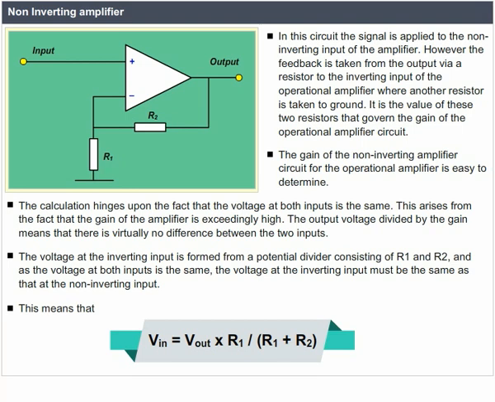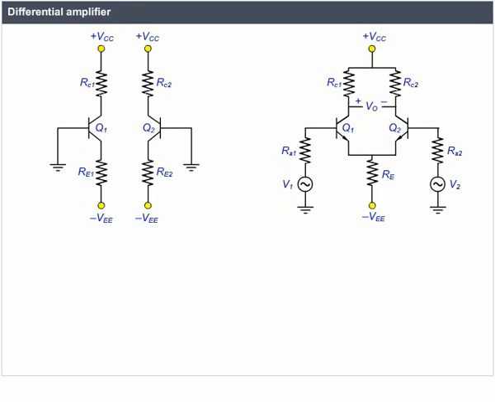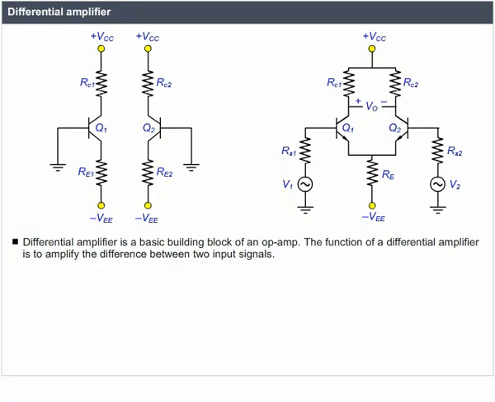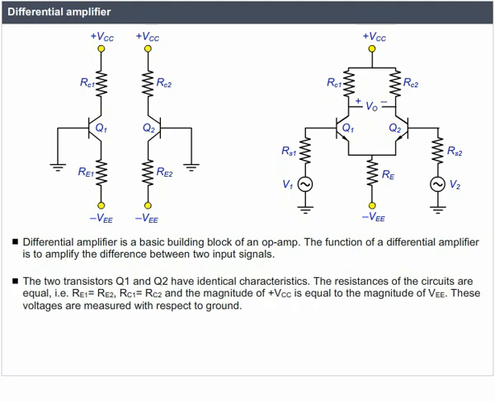Differential amplifier. The differential amplifier is a basic building block of an op amp. The function of a differential amplifier is to amplify the difference between two input signals. The two transistors Q1 and Q2 have identical characteristics. The resistances of the circuits are equal, that is, RE1 = RE2, RC1 = RC2, and the magnitude of +VCC is equal to the magnitude of VEE. These voltages are measured with respect to ground.